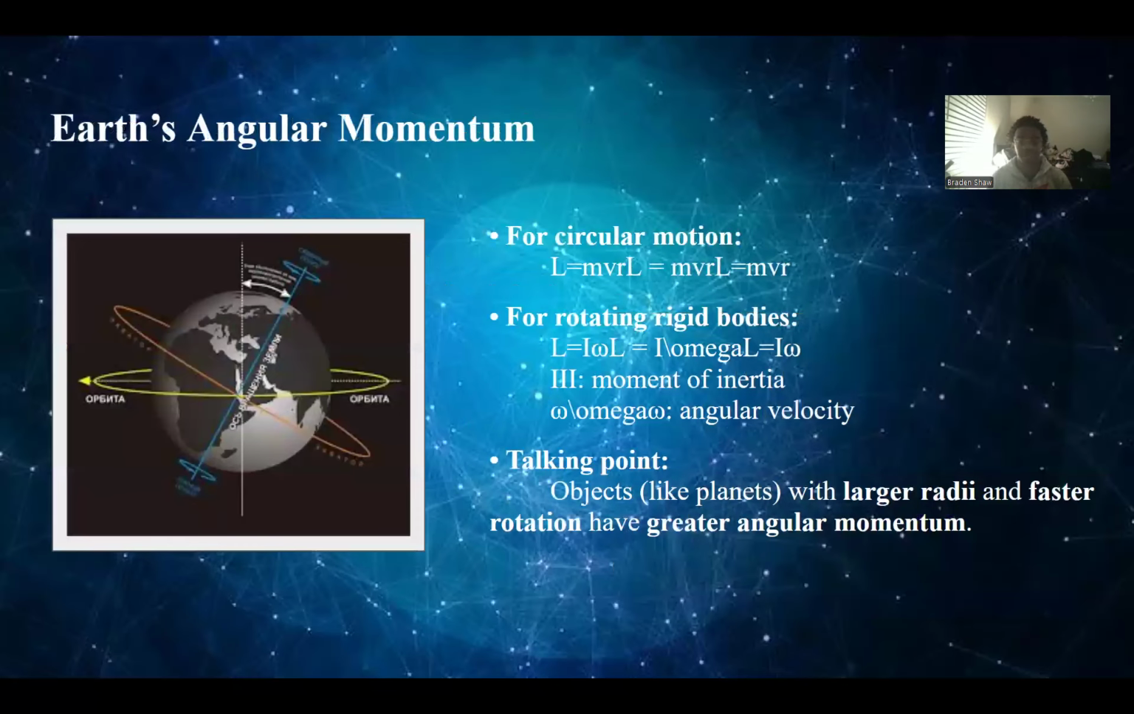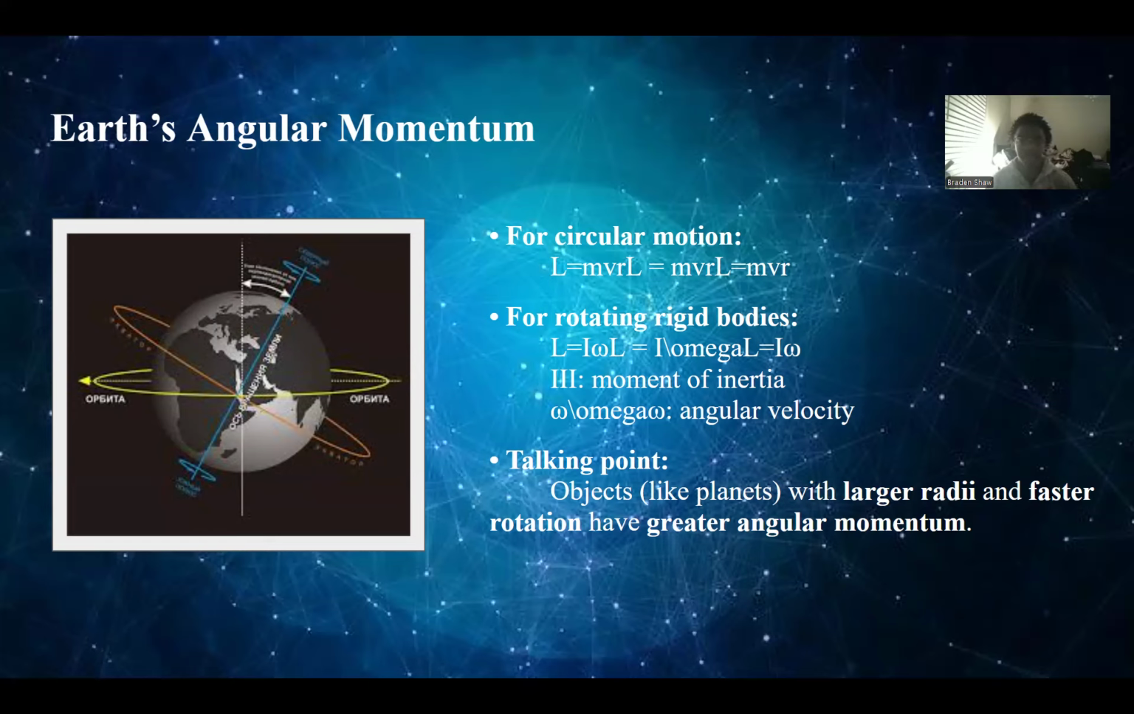Earth's angular momentum. Focusing especially on Earth, there are two main equations that describe its angular momentum. For example, Earth's orbital angular momentum is given by the expression right there, with L equal to mvr. For Earth's rotation as a rigid body, angular momentum is described by L equals I omega, where I is the moment of inertia and omega is the angular velocity.